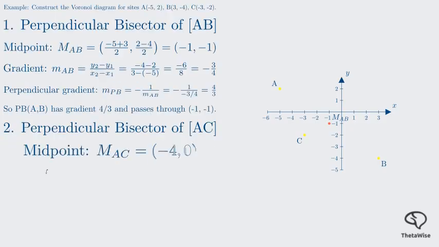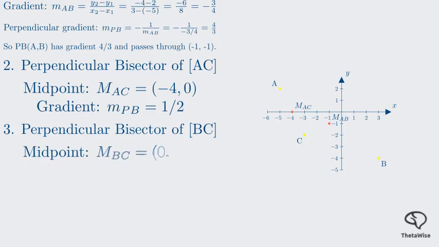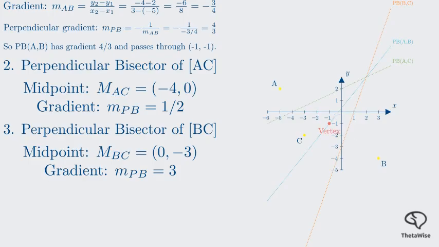We can repeat this process for the other two pairs. For A and C, we find the midpoint at (-4, 0), and the gradient of the bisector is 1/2. For B and C, the midpoint is (0, -3), and the gradient is 3. Now we draw all three of these perpendicular bisectors. Notice they all meet at a single vertex. The parts that form the actual boundaries between the cells are made solid. And there you have it, the Voronoi diagram for our three sites.